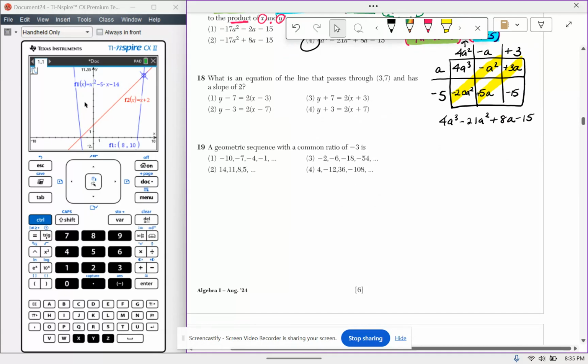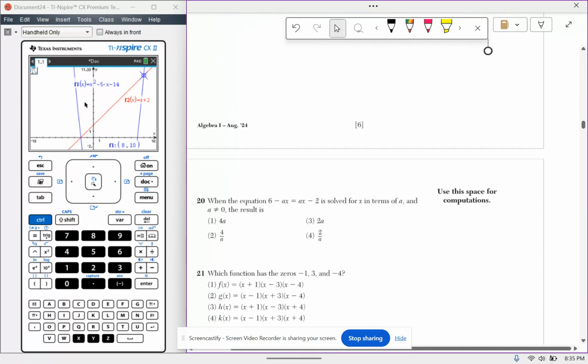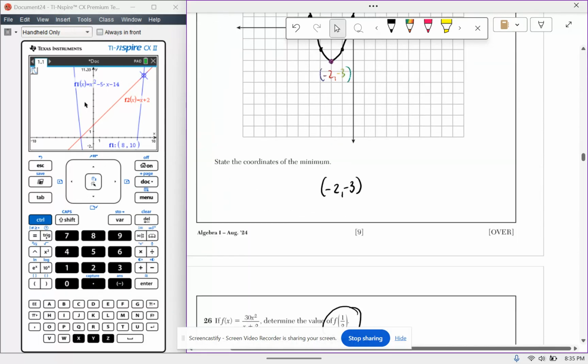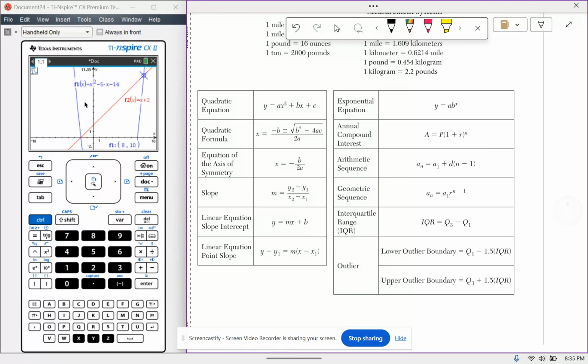Okay, 18. What is an equation of the line that passes through (3, 7) and has a slope of 2? So, let me take a few minutes and try to find where this... Oh, no, they have it as a page on here, don't they? Yes. Turn to your reference sheet. Let's go to the page at the end. Where is it? Yes, here it is.